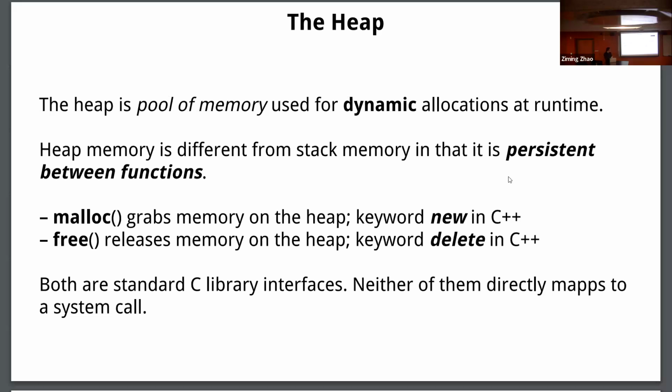So you're probably familiar with several interfaces the heap provides, right? The first one is malloc. The malloc will grab memory on the heap and return the memory address to you. Also, C++ has a keyword new. Other languages like Python also use a lot of heap. Any significant normal application will actually use heap. Then corresponding to allocation with malloc, we also have free to release memory on the heap. Also, we have a delete keyword in C++.